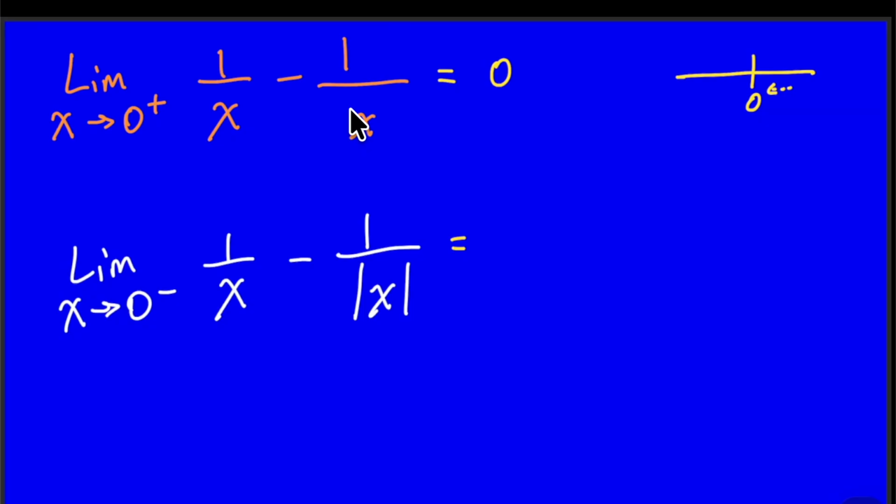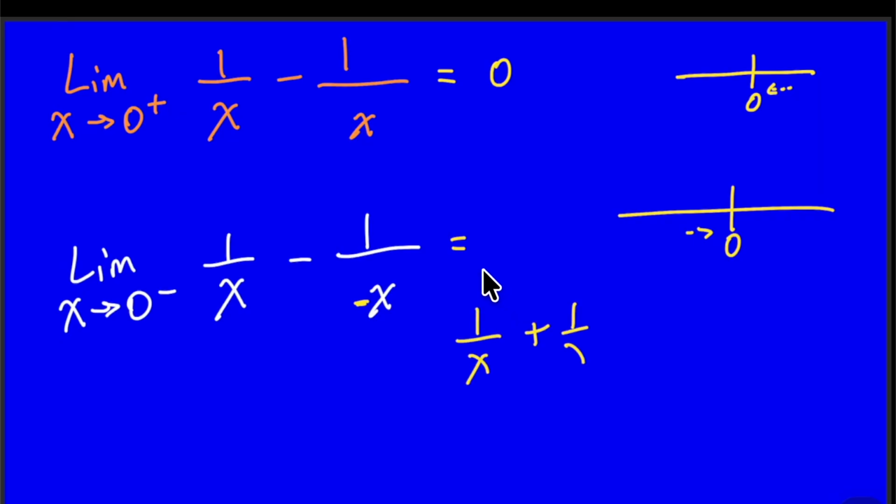Here, as we approach 0 from the left, we're going to be dealing with negative numbers. Therefore, yes, we will take away the absolute value signs, but we will deal with the opposite of what's inside. Now this becomes a limit of 1 over x plus 1 over x. The denominators are the same. We're adding fractions. We're going to keep the denominator and add the numerators.